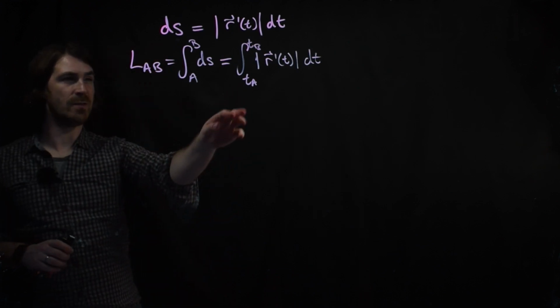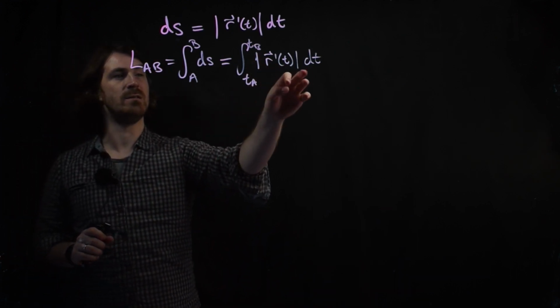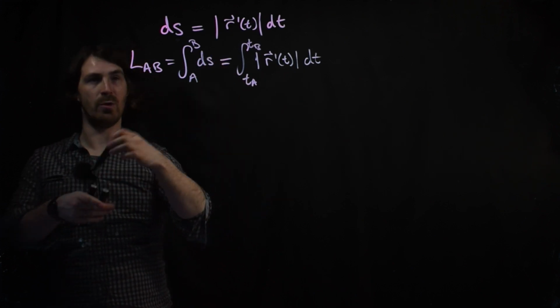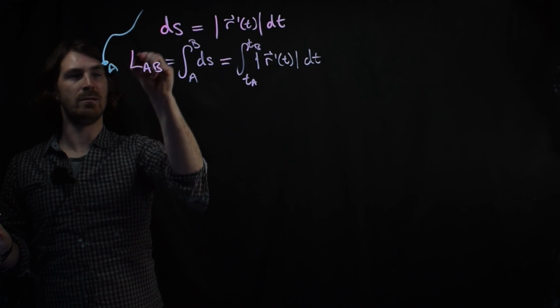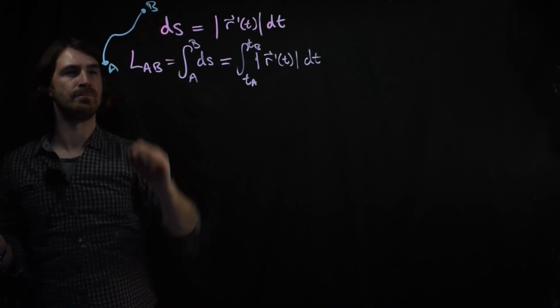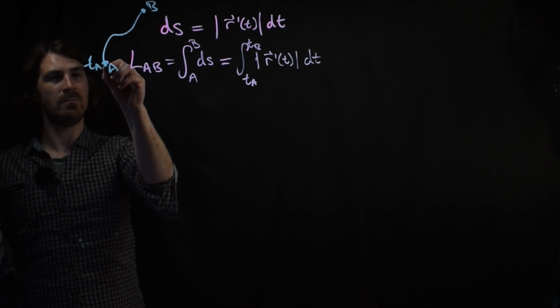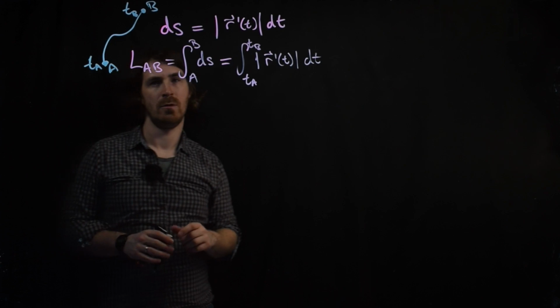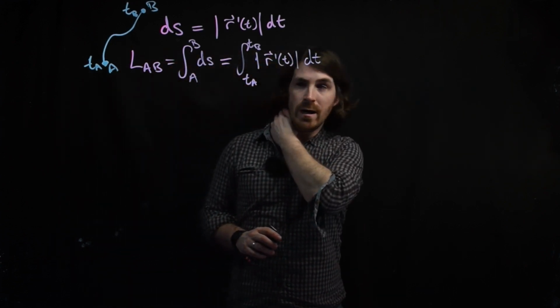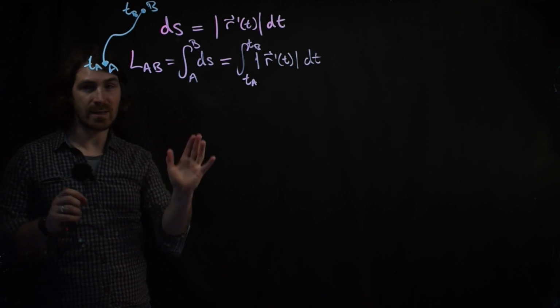Okay, so ta is the value of t at which you're at point A, and tb is the value of t where you're at point B of the curve. So here's our curve, point A and B. At ta you're here, at tb you're here. It's all a little bit abstract, so let's think about an example.